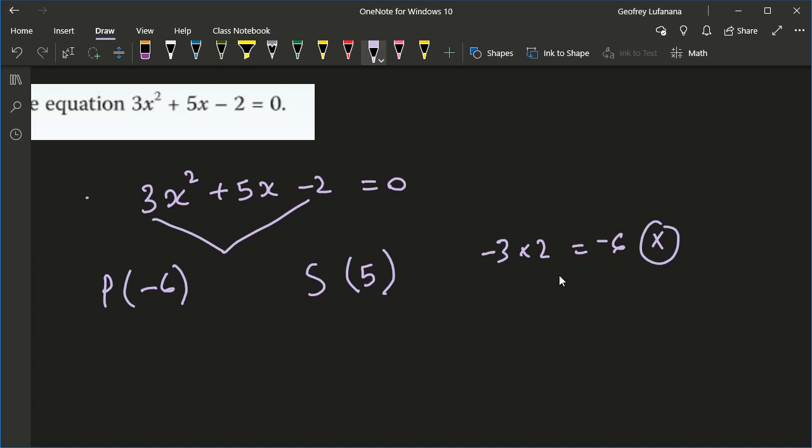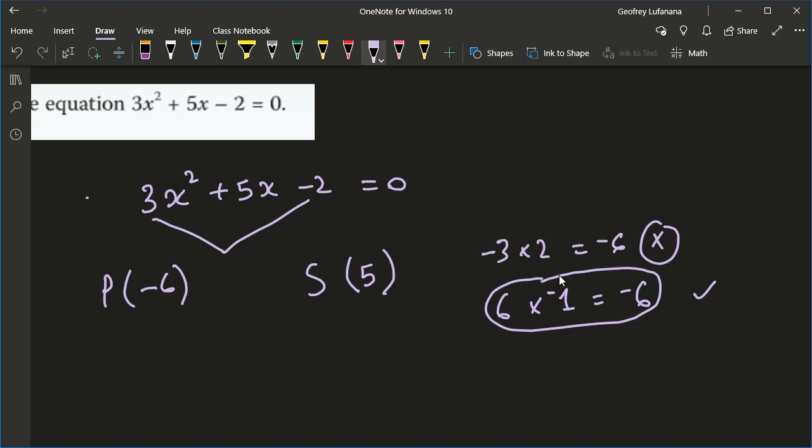So 3 and 2 do not work. Let me look at 6 and 1, the other factors of 6. So 6 and 1 gives me 6. If I put a negative on 1, I'll get -6. And if I do 6 plus -1, I get 5. So these are the two numbers, 6 and -1, that I'm going to use to factorize this.